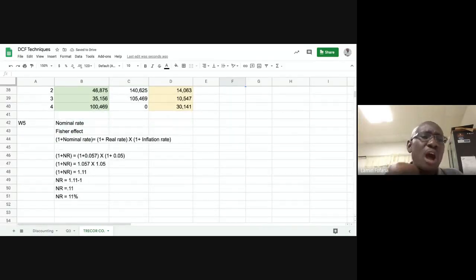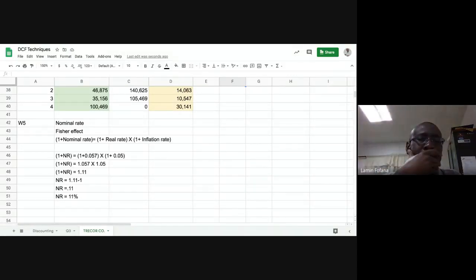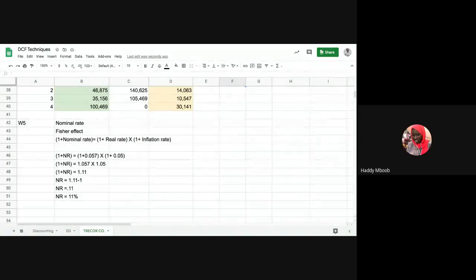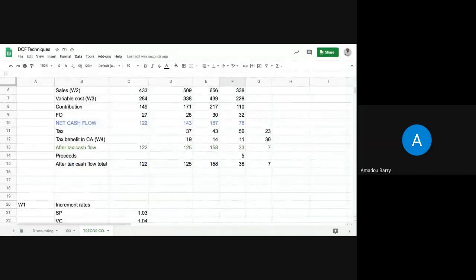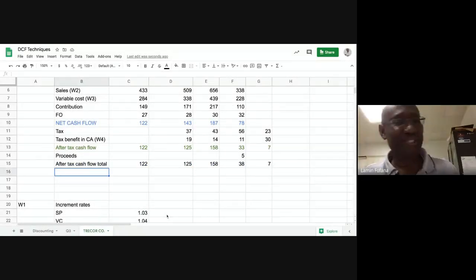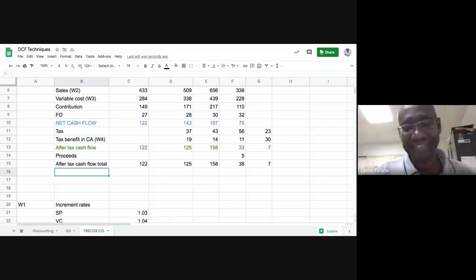So we all know how we get our nominal rate, yeah? Okay? Yes, sir. Please let's proceed. Good. Any shortcut to this? Any shortcut to that nominal rate? No shortcut. Shortcuts are not good cuts.